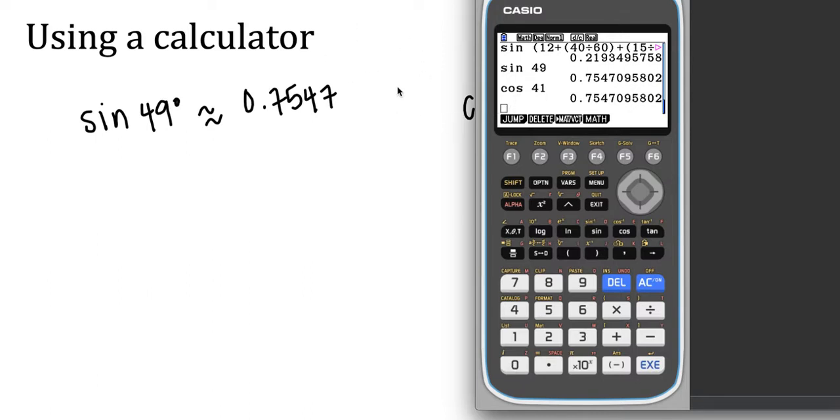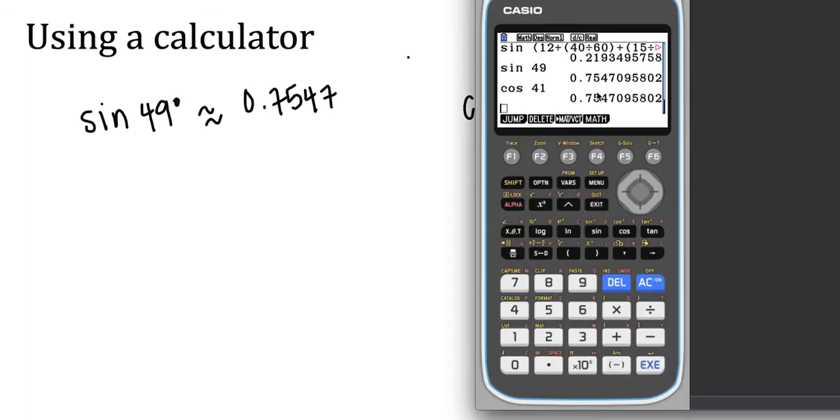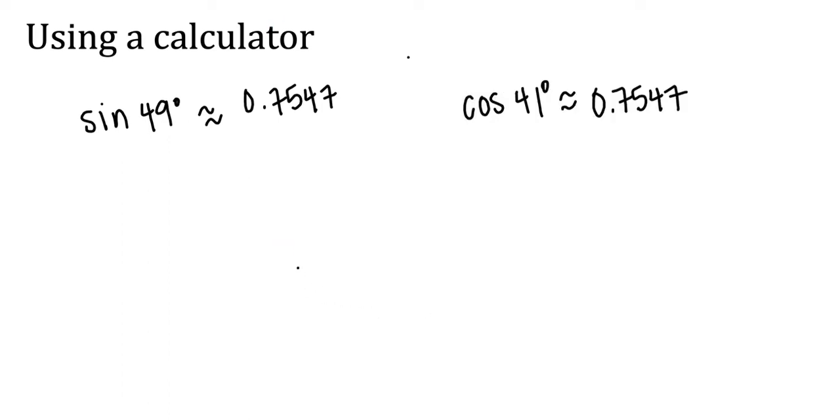Look at that, it's the same value, approximately 0.7547. Were all the decimals the same, or was that just a coincidence? Let's see. No, all of the numbers are the same. Okay, well, let's try another.